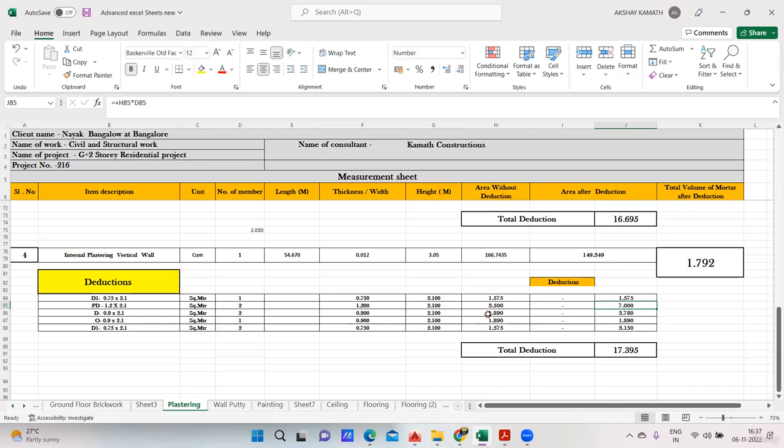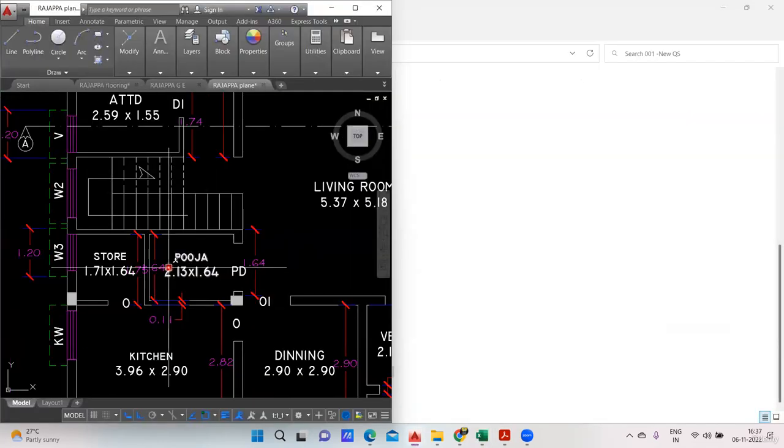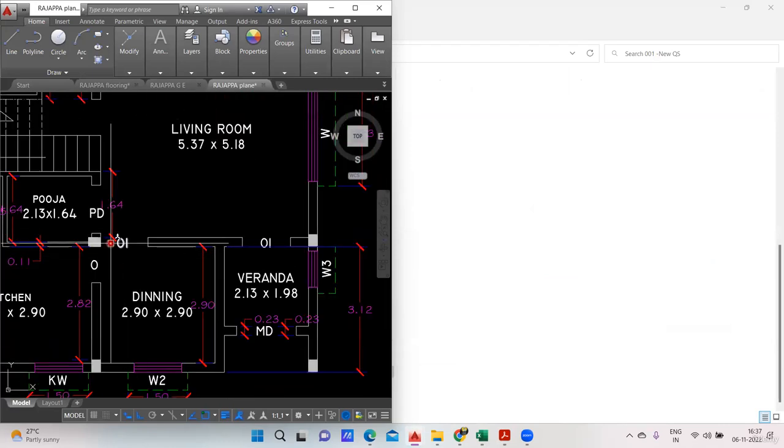If it is in between 0.5 to 3, in that case you consider the puja room as only one puja door. Got it? That means in one door, only one opening we are considering. If there were 2 puja doors, I'll explain one more thing. For example, consider this opening O1 and this O1, there are 2 openings. But when I do the plastering inside, I'll count this one time. For example, see here.